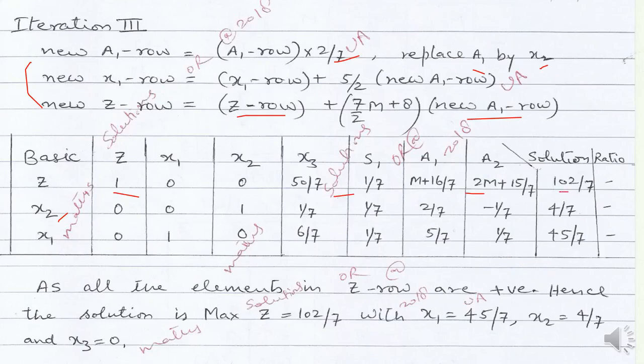Z is equal to 102 by 7, x1 is 45 by 7, x2 is 4 by 7, and x3 is not in the solution, so x3 is 0. These are in the solution, x1 and x2. So we obtained our optimal solution. Thank you.